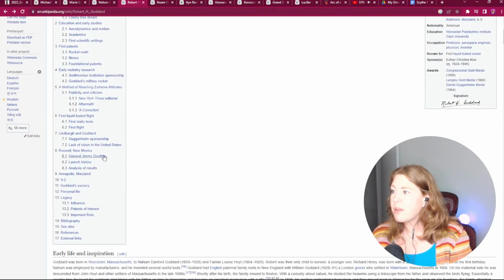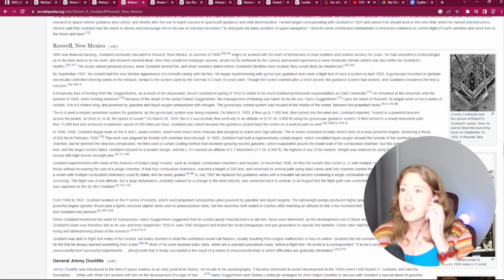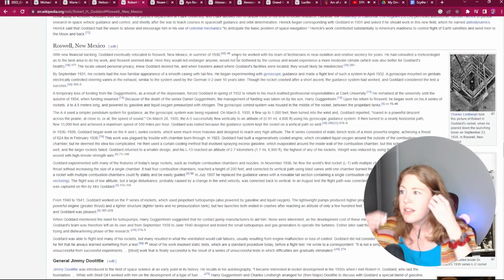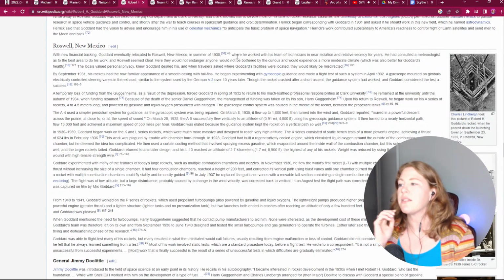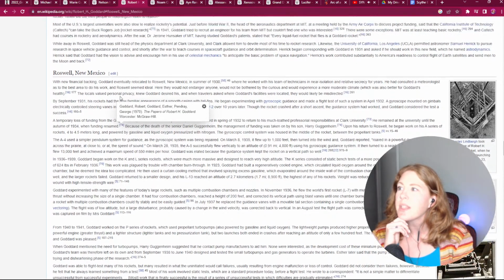Oh, and there's something about Roswell, New Mexico in here. Let's look at this. With the new financial backing, Goddard eventually relocated to Roswell, New Mexico in the summer of 1930. Was he in Area 51? Well, that would be even bigger, right? Goddard's hiding something in the book, but Bob Goddard's also hiding in Area 51. No, I don't think that's true. I'm just making that up. Upon his return to Roswell, he began his work on the A-series rockets. Interesting.